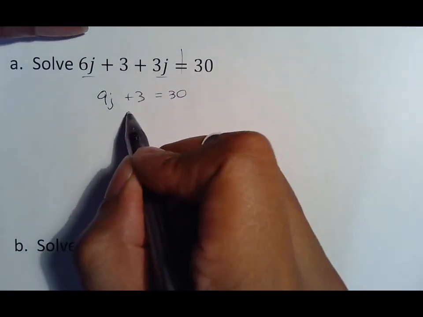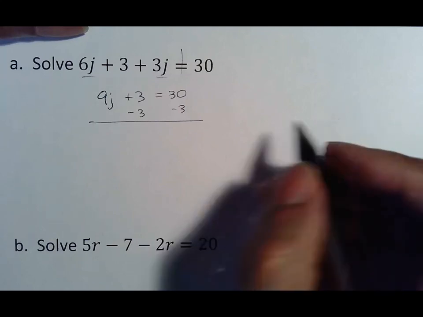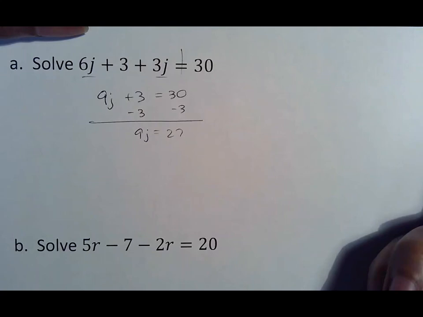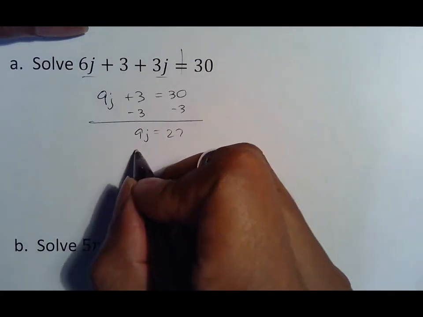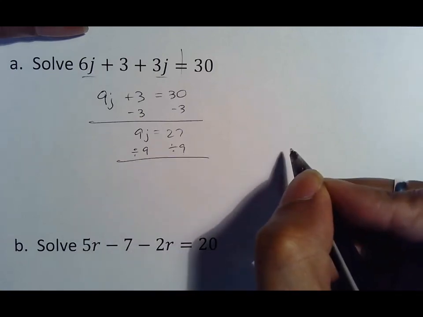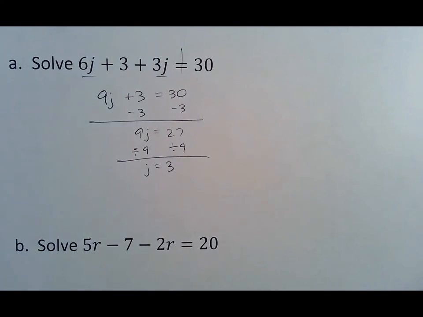From there, how do I move a plus 3? Well, that's by subtracting 3. 9j, that goes away, equals 27. How do I move 9 when it's being attached by the multiplication? And that is by dividing by 9. Getting rid of that, j comes down, equaling just 3. So that is your new problem.